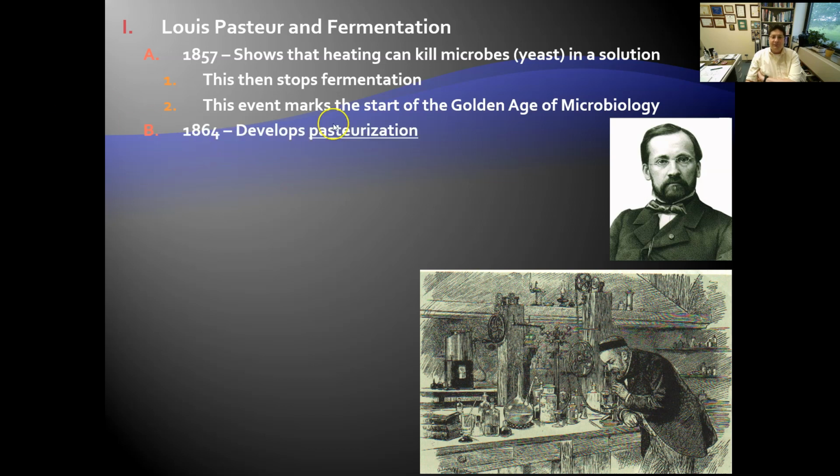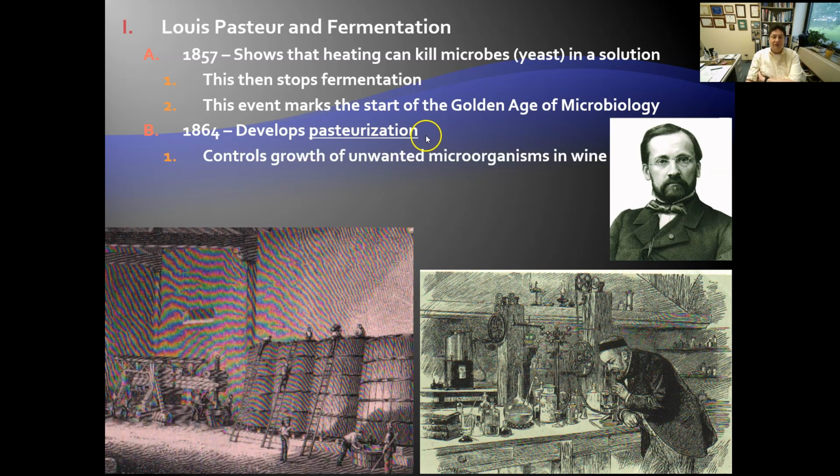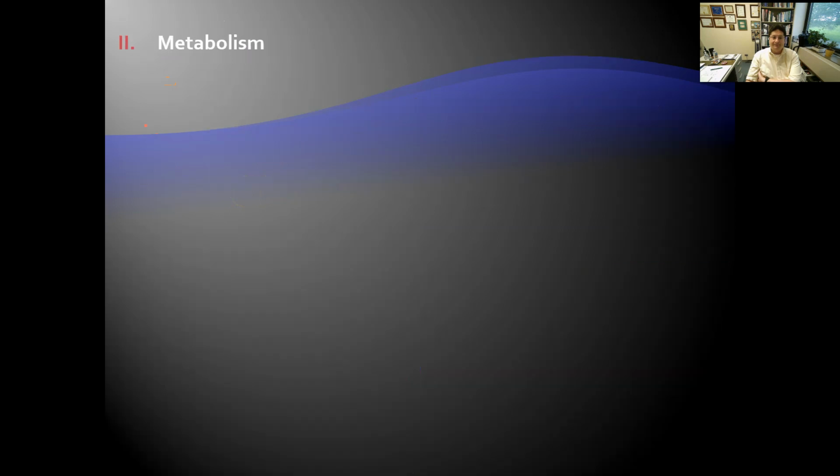In 1864, he developed the very famous technique, which we use even today, pasteurization, named after Louis Pasteur. Pasteurization is a technique used to control the growth of unwanted microorganisms in food. Pasteur was working with wine. By applying pasteurization to the wine, he was able to prevent premature spoilage, and it really saved the wine industry at the time from disaster.